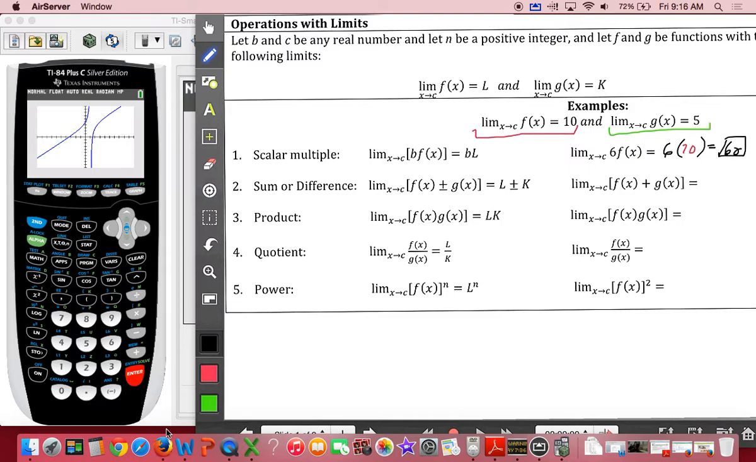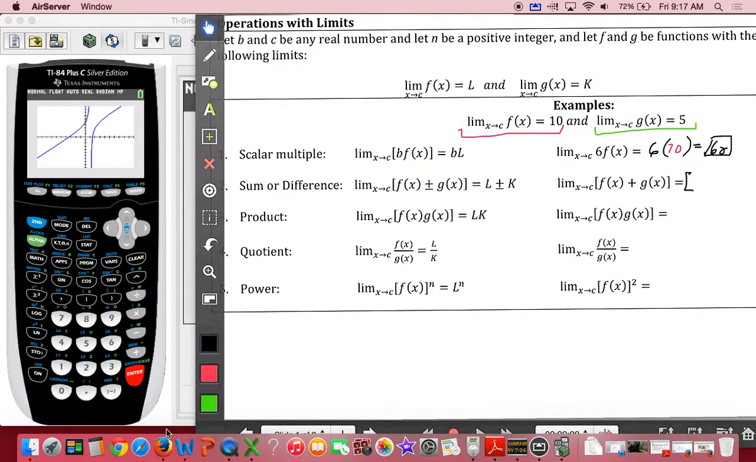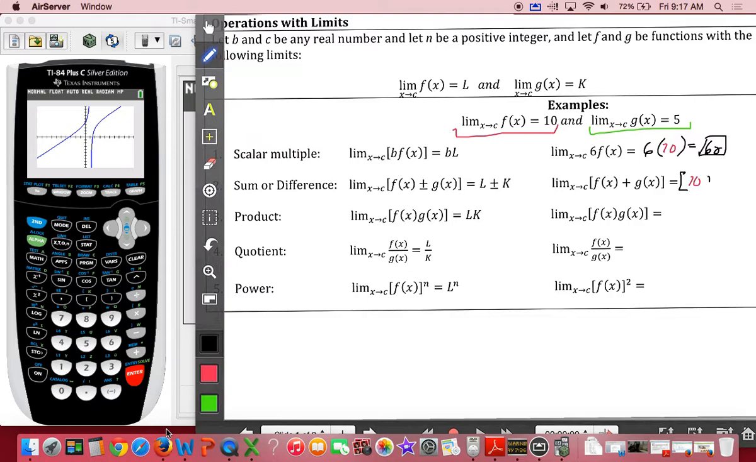We can add and subtract functions. So if you can split an overall function into two different functions that you're adding or subtracting, find the limit of those two functions separately and add or subtract them. So here I've got the f function plus the g function. So I'm just going to add their limits together. So we end up with 10 plus 5, which gives us a total of 15.